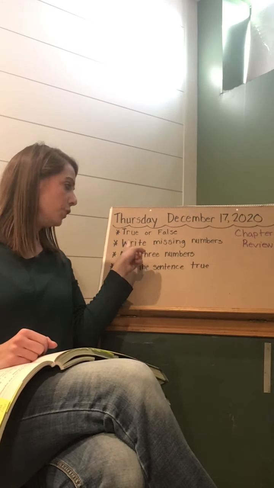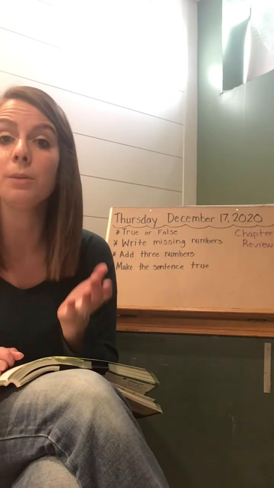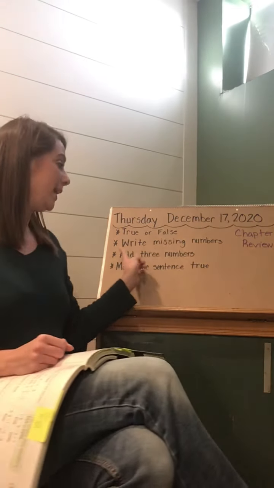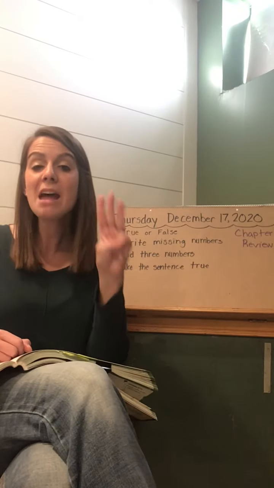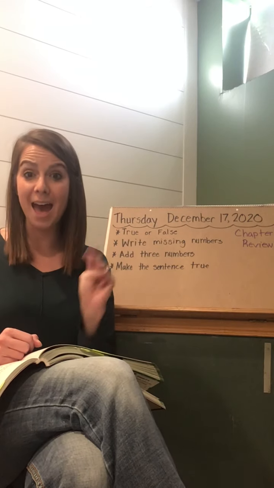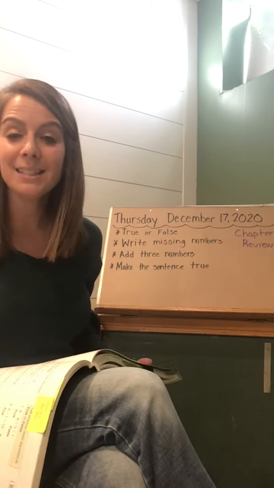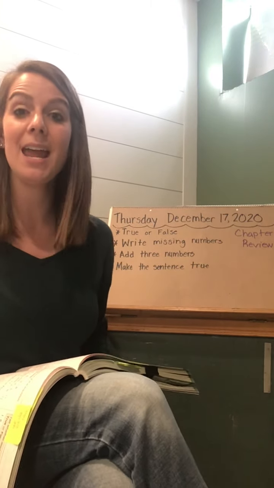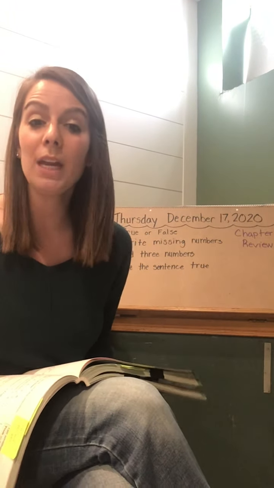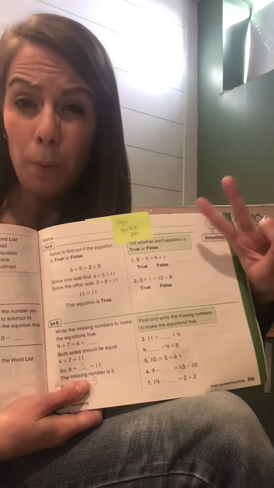Now, we also learned how we can write missing numbers to fill in addition sentences or subtraction sentences to make the sentence true. We can also add 3 numbers. Instead of just adding 2 numbers together now, we can add 3. And we also learned how to make a sentence true. Maybe it was missing a minus sign or an addition sign. We learned how to make them true. So for today, it's just 2 pages.